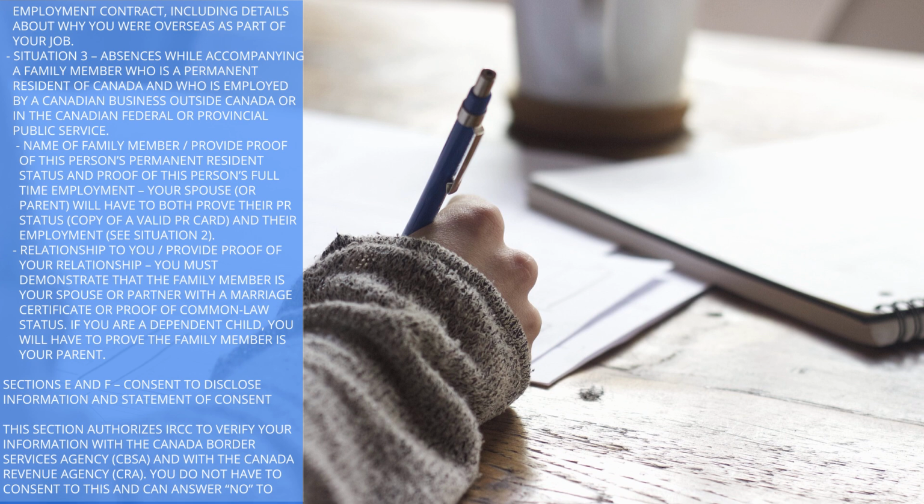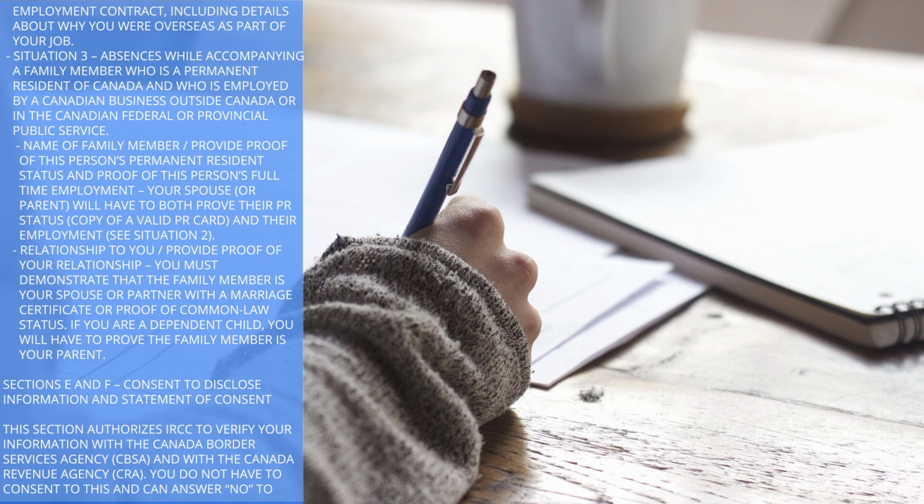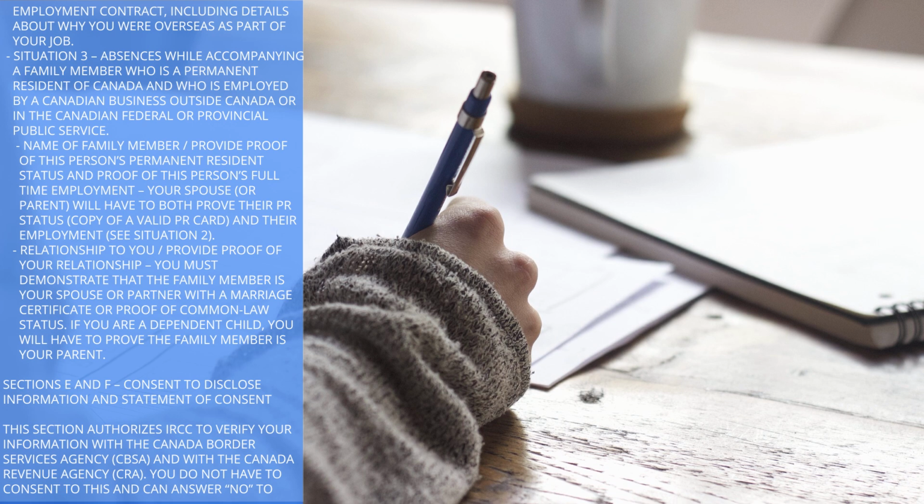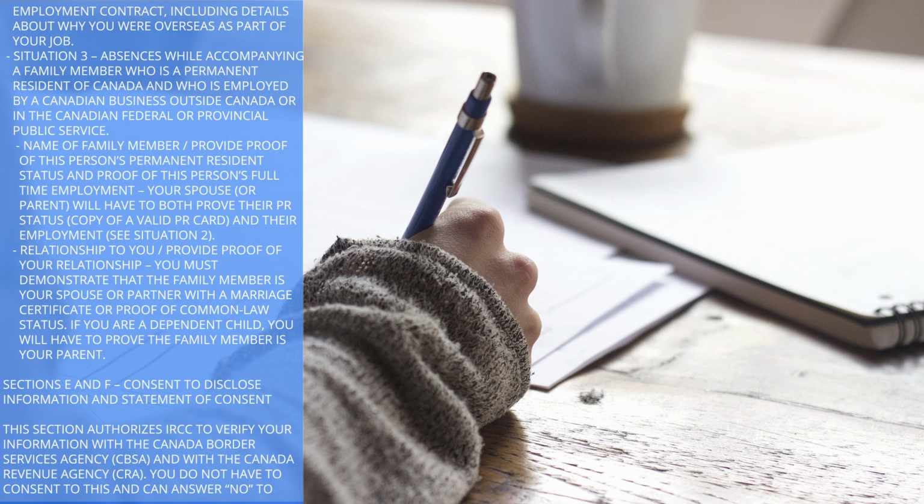Provide proof of your relationship. You must demonstrate that the family member is your spouse or partner with a marriage certificate or proof of common law status. If you are a dependent child, you will have to prove the family member is your parent.